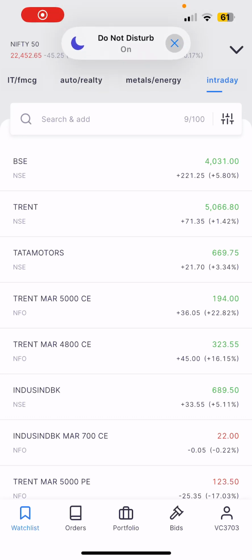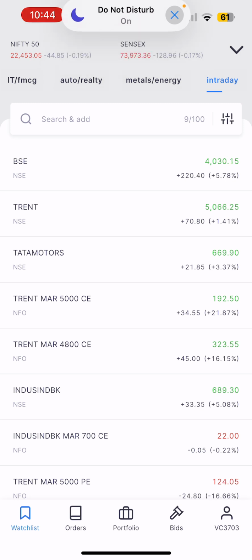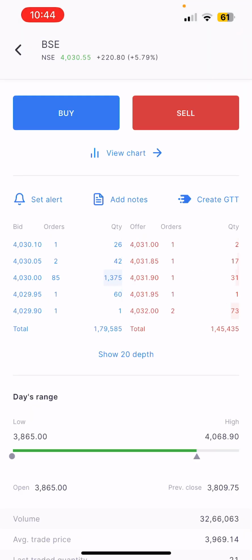Hello guys, good morning. I just want to show you how the super trend indicator works in these trading scenarios. So what you need to do is select an indicator, something like super trend.